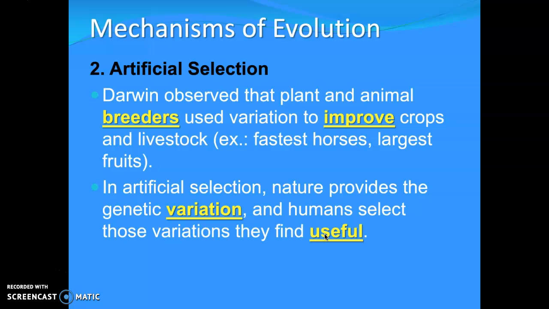All right, so that was natural selection. Let's talk about artificial selection. Darwin observed that plant and animal breeders use variation to improve crops and livestock, for example, to make faster horses and larger fruits. If you go to the grocery store, can you pick any fruit that you want? That's because of artificial selection. We've been able to pick the genes that allow fruit to stay ripe year round. So in artificial selection, nature provides the genetic variation and then we use it to select the traits that we want.